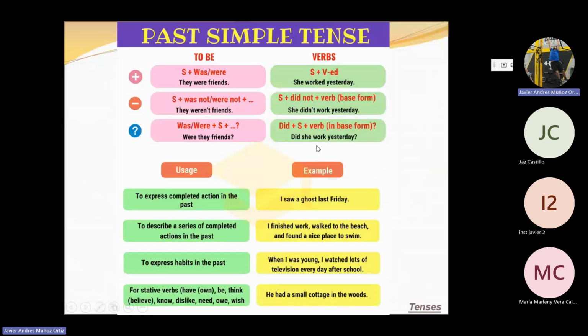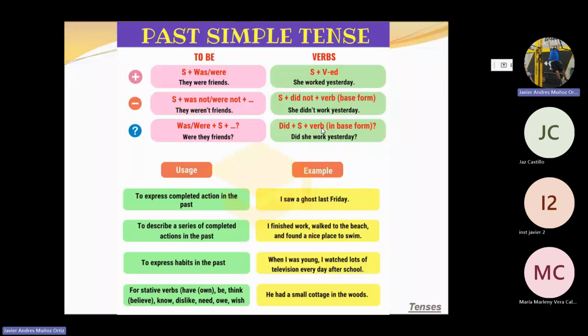In past, did you watch the movie? Did they, did Mariana buy a wedding ring? Right? Because the auxiliary verb is the word that's going to help us understand if we are in front of a present tense or a past tense, a negative sentence or question sentence.